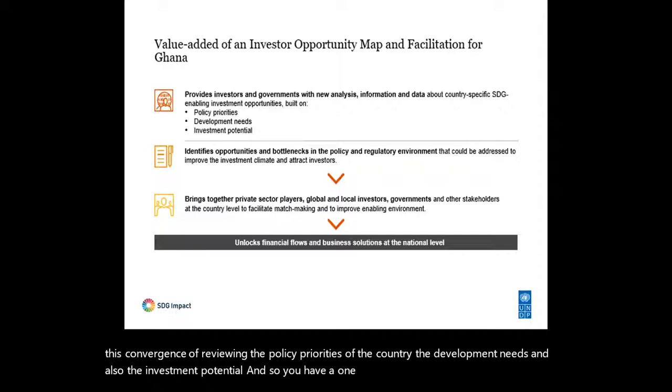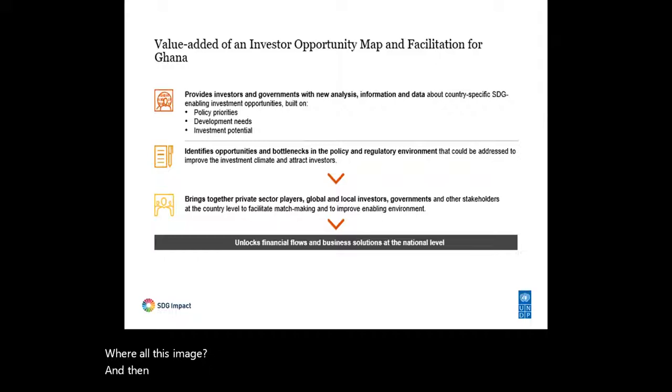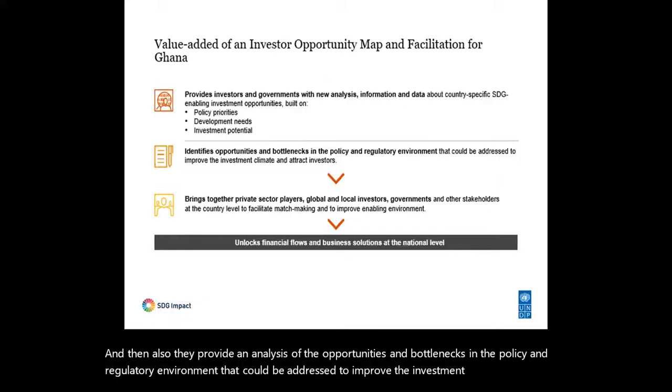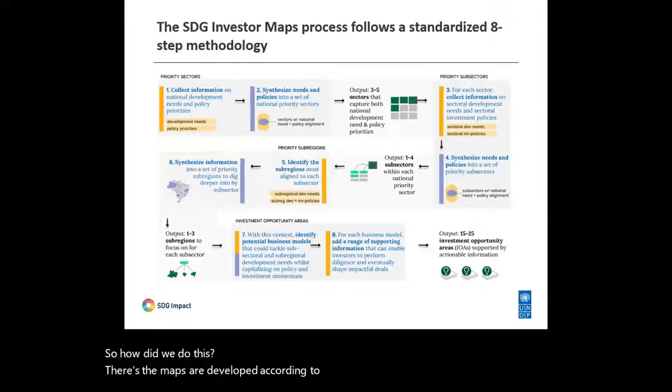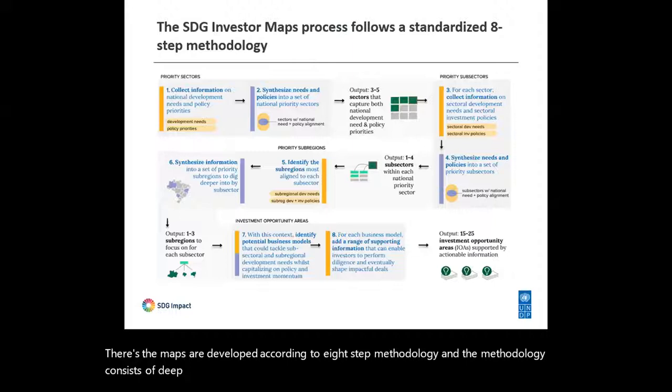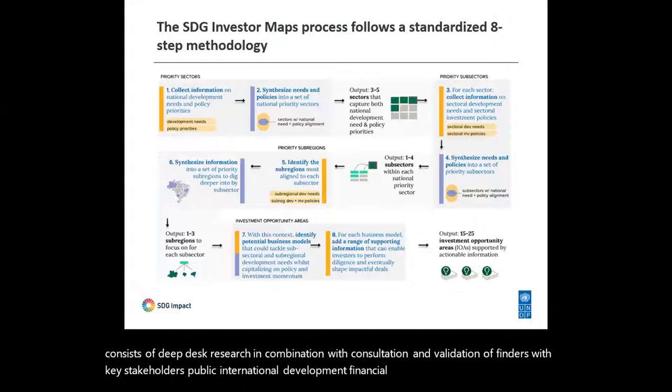And then also they provide an analysis of the opportunities and bottlenecks in the policy and regulatory environment that could be addressed to improve the investment climate for the investment opportunity areas that are highlighted. So how did we do this? The SDG maps are developed according to an 8-step methodology. The methodology consists of deep desk research in combination with consultation and validation of findings with key stakeholders: public, international development, financial institutions, and private sector actors.